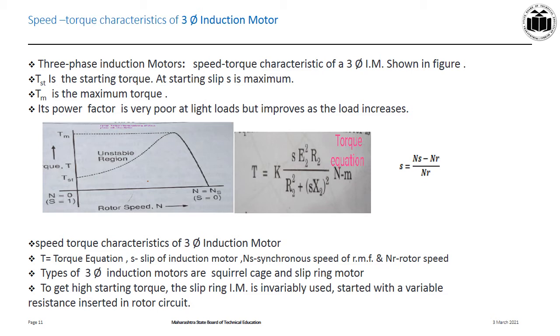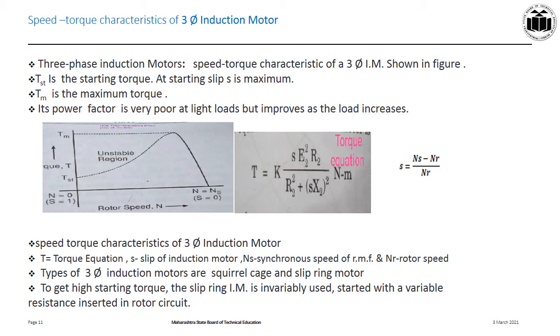In the diagram, the speed-torque characteristic of a three-phase induction motor is shown, where T represents the torque, TST represents the starting torque, and Tm represents the maximum torque. What is S? S is the slip of the induction motor. The formula is (Ns minus Nr) upon Ns, where Ns is the synchronous speed of the rotating magnetic field measured in RPM and Nr is the speed of the rotor.